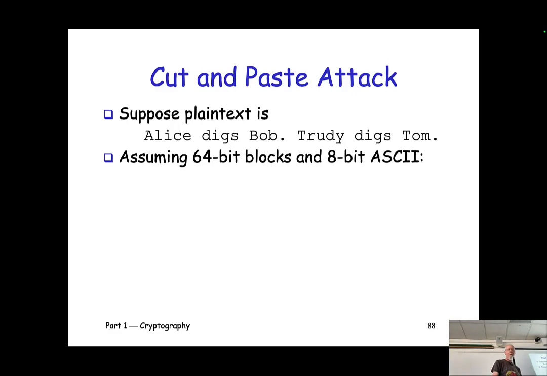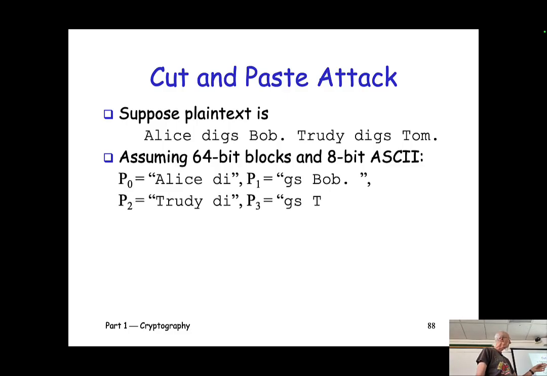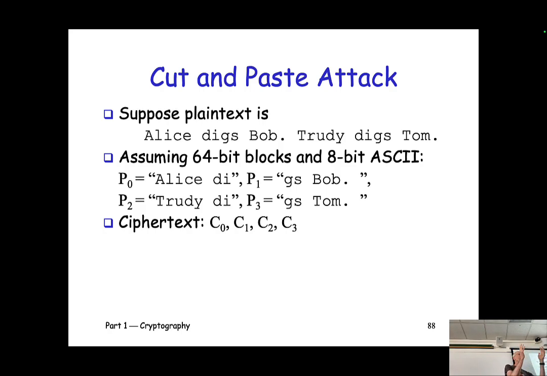We can split this up into blocks. The first block is Alice and DI, then the next 8 characters, and the last 8 characters. So we have 4 blocks of plaintext. We're doing ECB mode, so Alice and Bob share a key K. Alice uses that key to encrypt each of these blocks to get the corresponding ciphertext blocks C0, C1, C2, and C3. She just encrypts them with the block cipher using that key K.